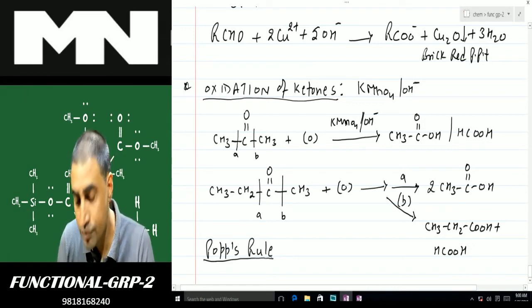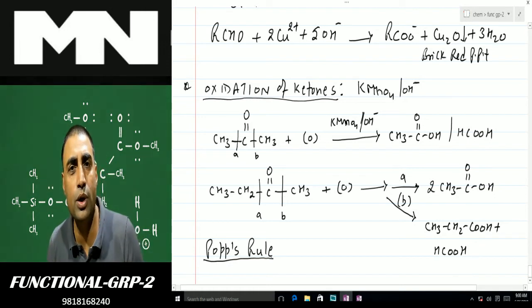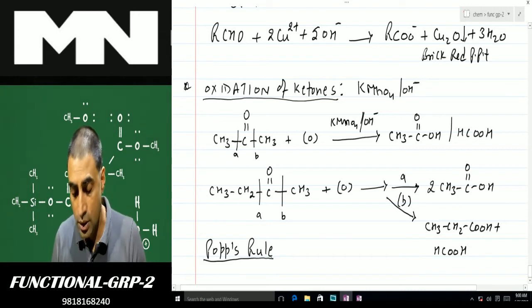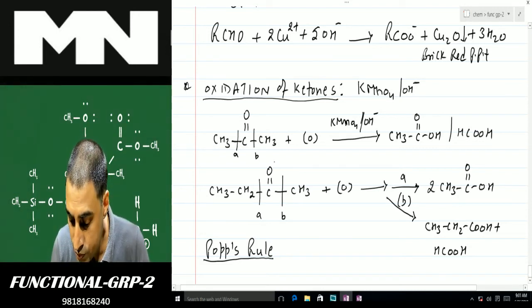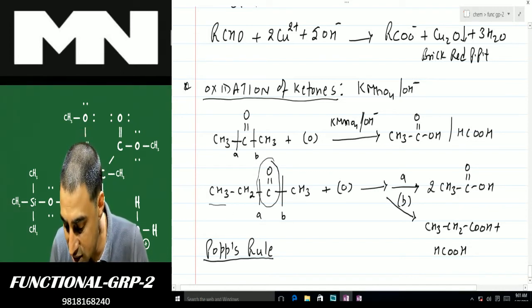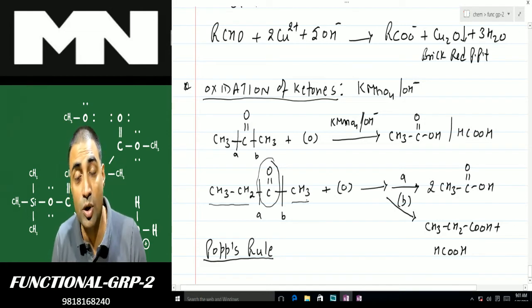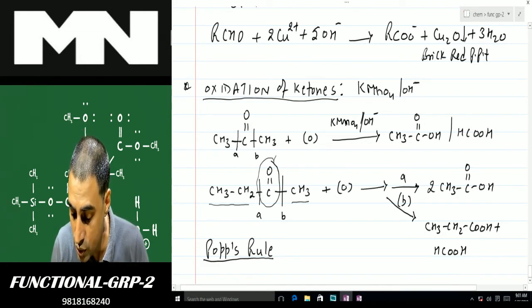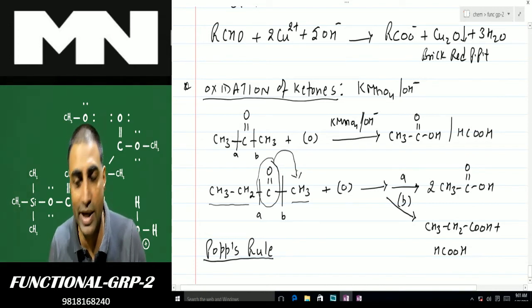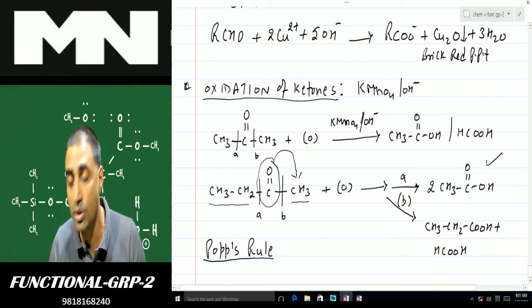Pope's rule. According to this rule, during oxidation of an unsymmetric ketone, the carbon-carbon bond breaks in such a way that the carbonyl group will go with the smaller alkyl group. In this case, this is an ethyl group, this is a methyl. So methyl is the smaller one. That means the carbonyl group will go with the methyl group, so the bond will break from side A. So this will be the product you will get.